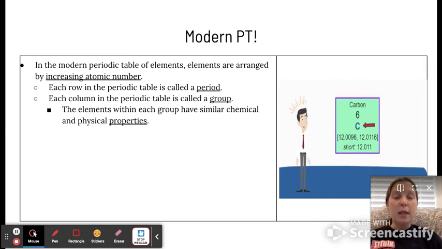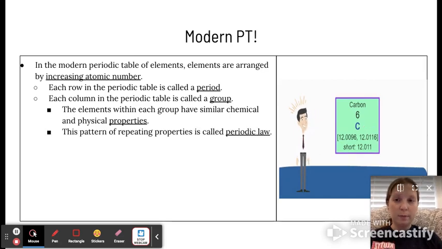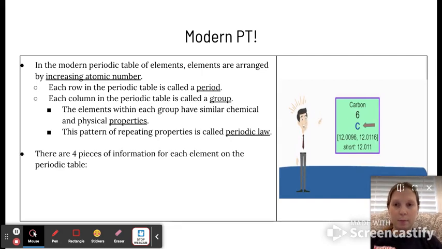And then elements within the same group will have similar chemical and physical properties. And that, again, is known as periodic law. So as you go across a period, you will see a huge variety of properties, but within the same column, you will have the same properties.